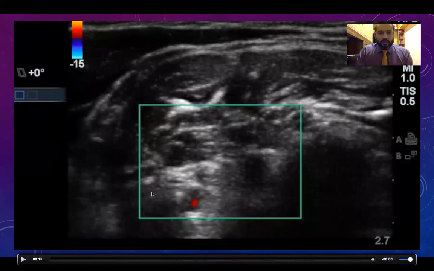So one has to be very careful while injecting the drug. One has to aspirate repeatedly and inject small aliquots of drug in this area because it is highly vascular.